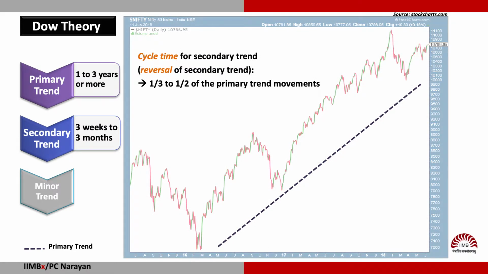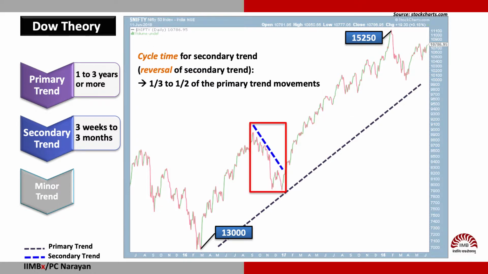As an example, if the primary upward trend moves from 13,000 to 15,250, the secondary trend could be expected to move downwards by around 700 to 800 points, which is (15,250 minus 13,000) divided by 3, plus or minus 50 points.